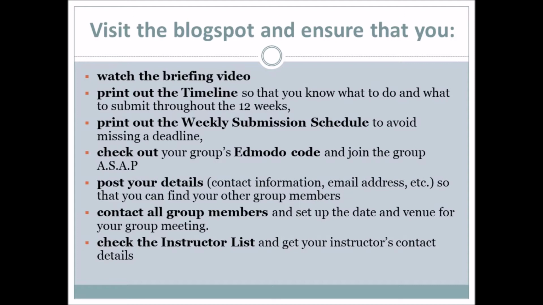Thirdly, and this is important, copy the Edmodo code for your group and join the group as soon as possible. Post your details, your mobile number, email address, and residential address on the group wall so that other group members can find you. You will also need to check your Edmodo group from time to time to find other group members. The Edmodo group is for you. Use it to communicate with your other group members.